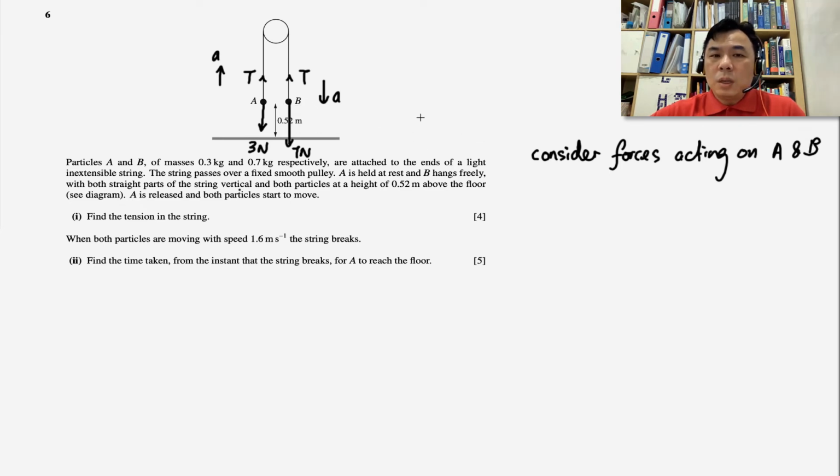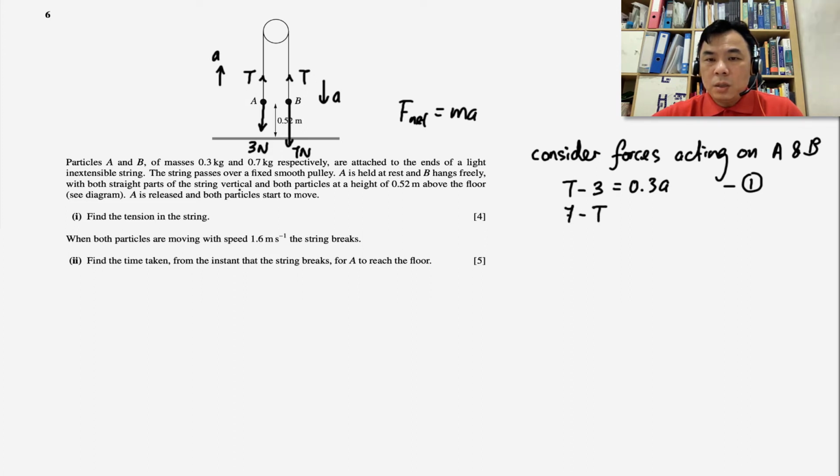Now we are using Newton's second law. Here I just write down this formula as a reminder. We're going to apply the same Newton's second law for the motions of A and B. So for A, it will be T minus 3 is equal to 0.3a. That's our first equation. Then for B itself, it will be 7 minus the tension, is equal to 0.7a.